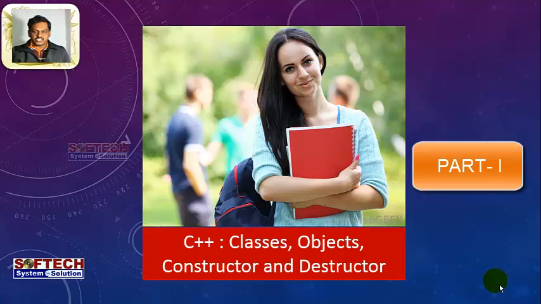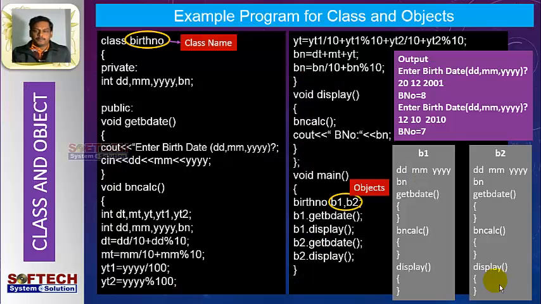In this session, we discuss classes, objects, constructors and destructors. In the previous session, we already discussed classes, objects, inheritance and polymorphism with real-time examples. So, a class is a blueprint. An object is a copy of a class. All members and methods are available in objects.